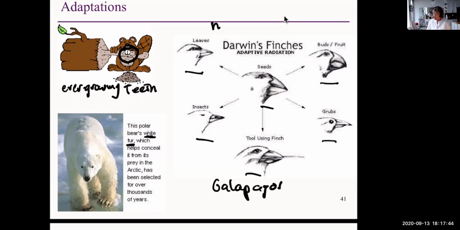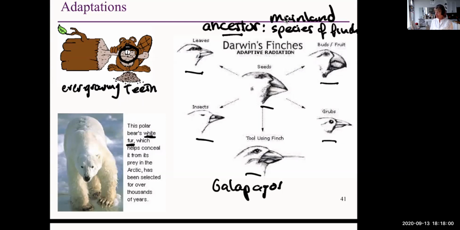So their ancestor is a mainland species of finch. So that population of finches, the ancestor, went to the Galapagos Islands when it formed, and eventually evolved into many different species. 1, 2, 3, 4, 5, 6 are shown here.